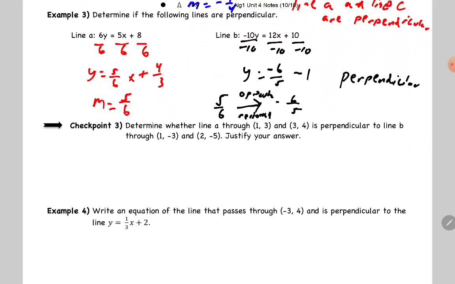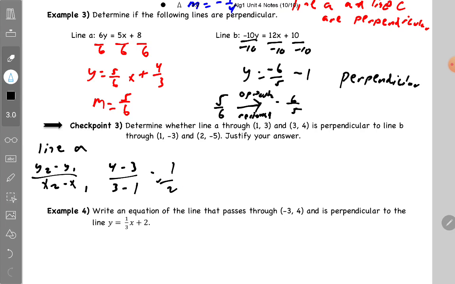All right, determine whether a line through that is perpendicular to a line through that. Okay. So let's start off with line A. We need to find the slope. So slope, remember, is y2 minus y1 over x2 minus x1. So I'm just going to do right minus left. 4 minus 3 over 3 minus 1. So I'll get 1 over 2.